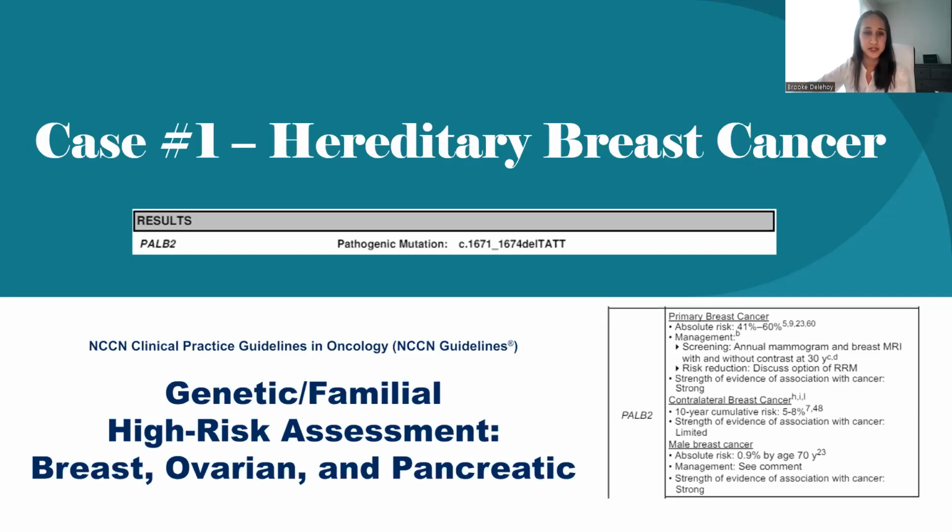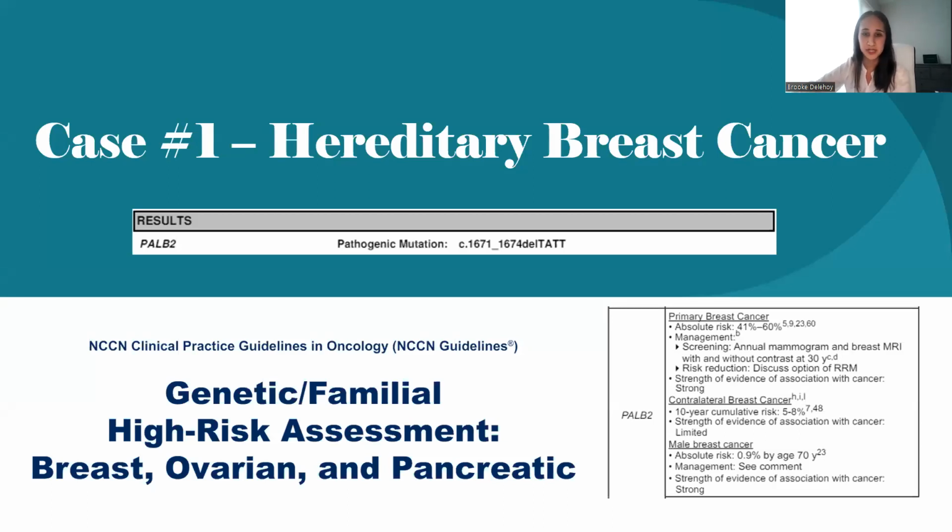Now, for genetics providers, we use different national guidelines in order to determine how a person should be managed and followed from a national perspective, a national level. And so you may hear some mentioning of the NCCN guidelines, and we look specifically for breast, ovarian, and pancreatic cancer risk. And you'll see to the right-hand side that there are recommendations from a national standpoint for how patients with PALB2 mutations should be followed.